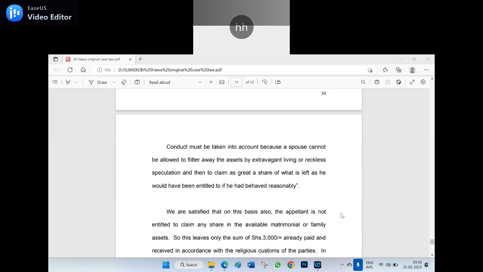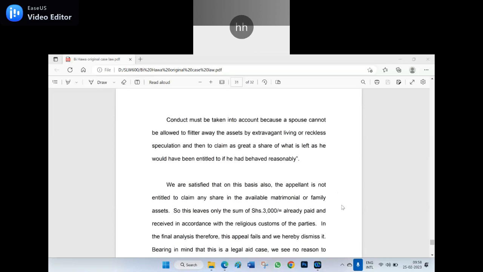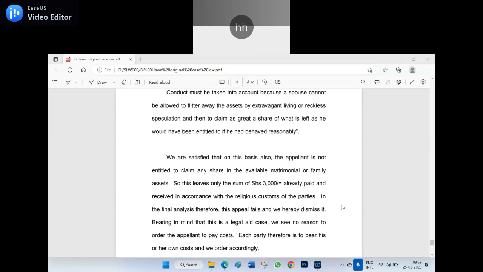He had behaved reasonably. A wife should not spend lavishly, extraordinarily, for her own sake and for the sake of their families, father and mother. And here she has not behaved reasonably. We are satisfied on this basis also. The appellant is not entitled to claim any share in the available matrimonial property, family assets. The reason is she is more devouring rather than saving the household property.